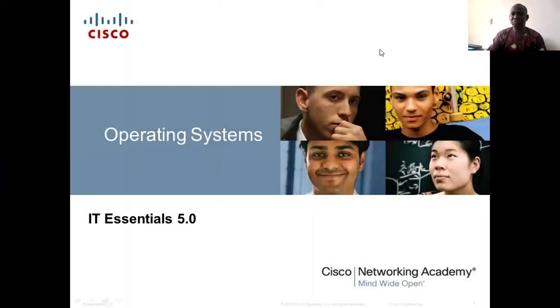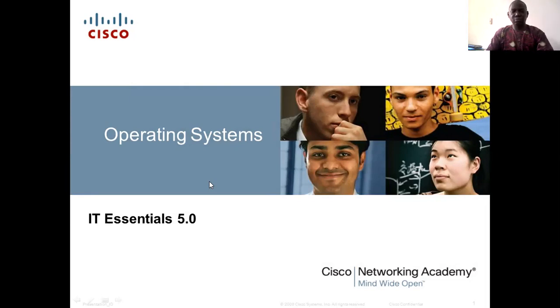I'm using the Cisco Network Academy notes just for the sake of the lab. This is going to also serve for those who want to go through the IT Essentials certification in Cisco Network Academy. You can contact our IT Academy for that.